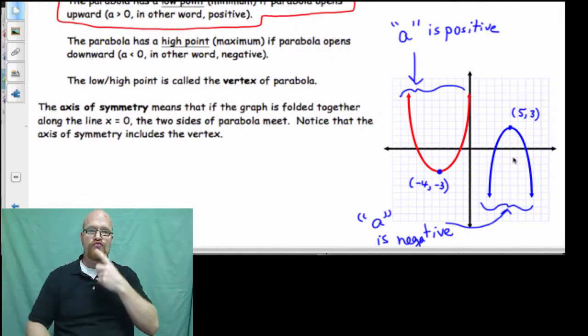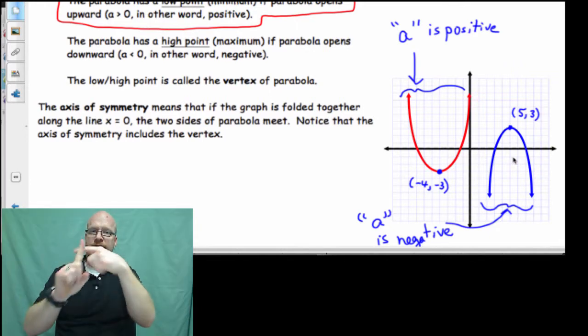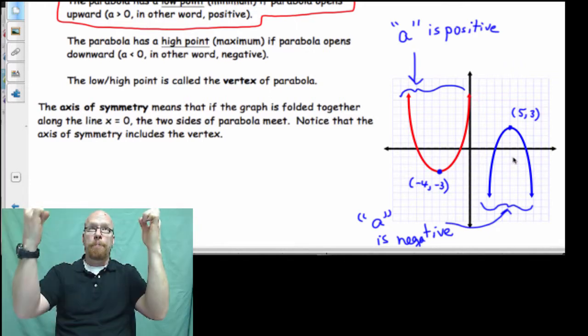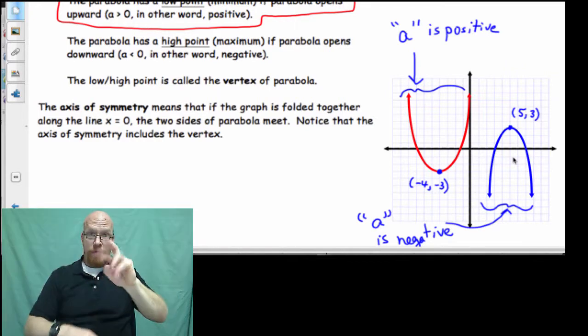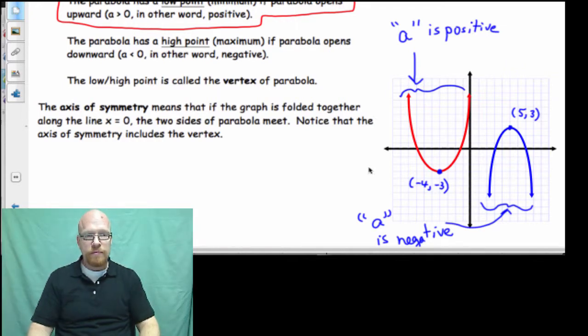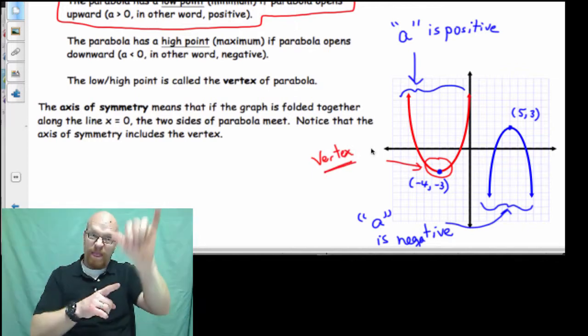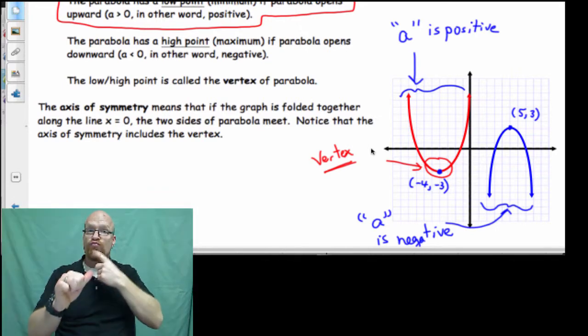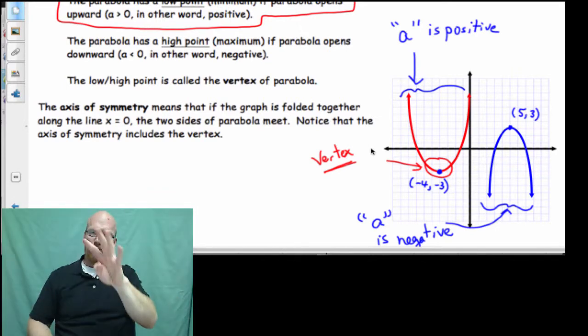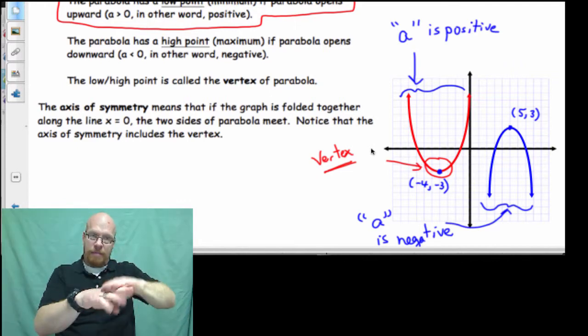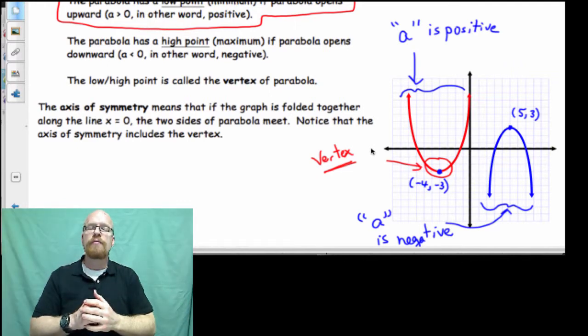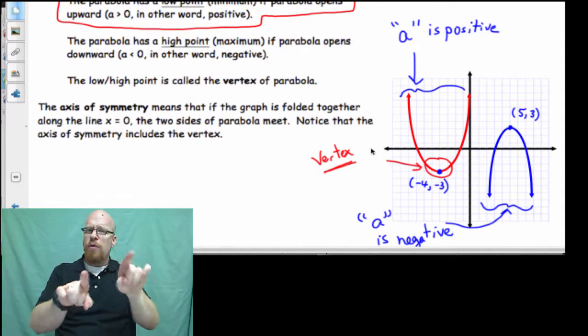So if you look at the red parabola here on the graph, that's for a x squared when a is positive. The graph points up. The bottom of the parabola is the vertex. It's a minimum value. That's our minimum for that graph. It has a minimum value, -4, -3 would be the coordinates for that value.